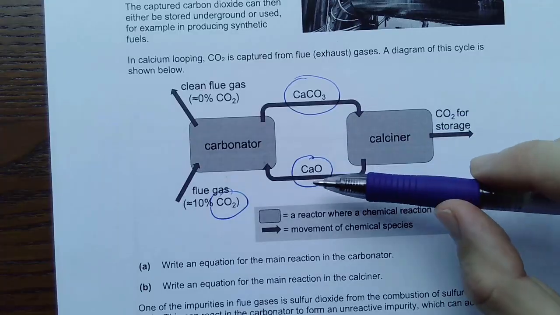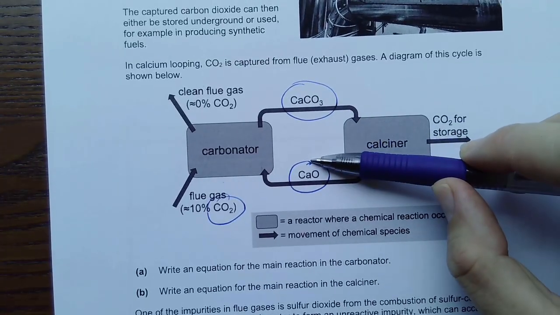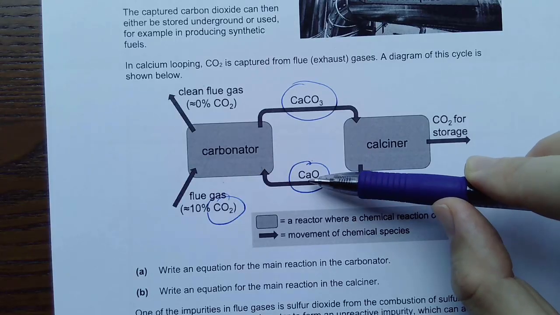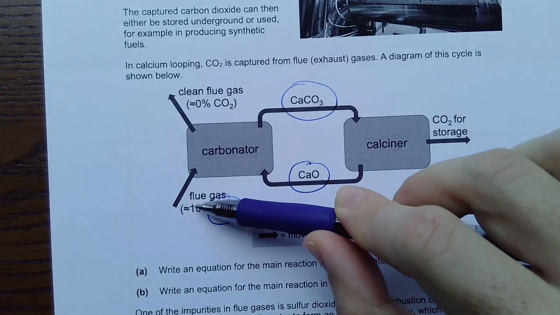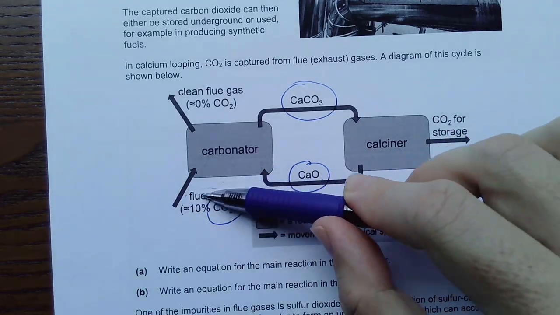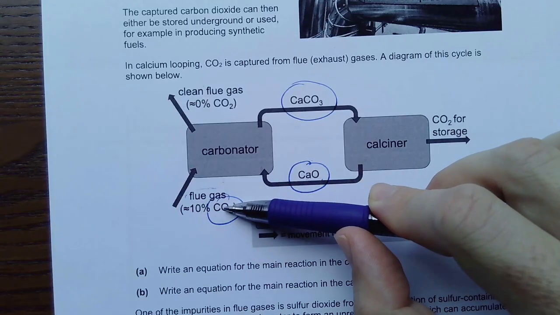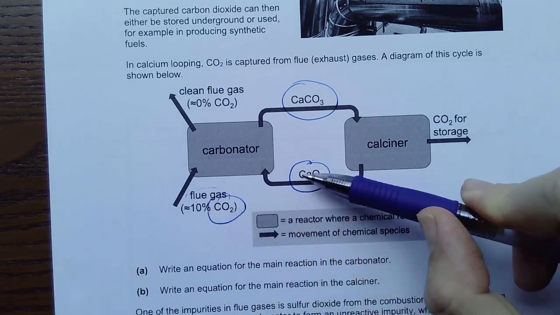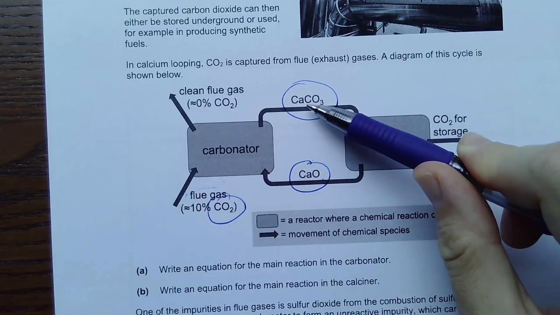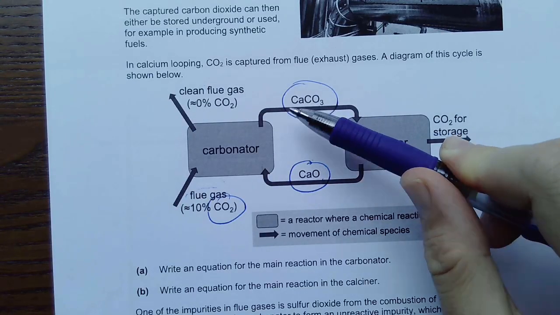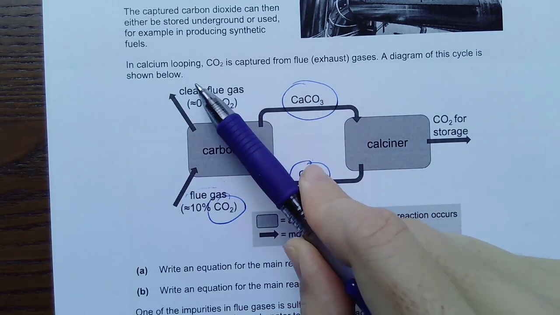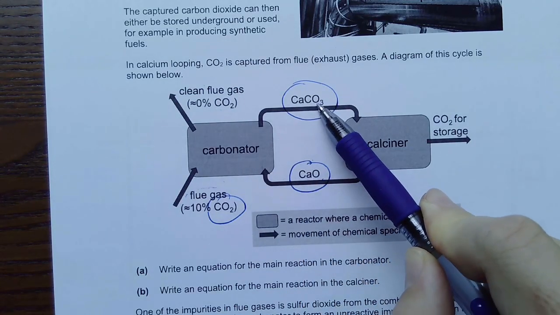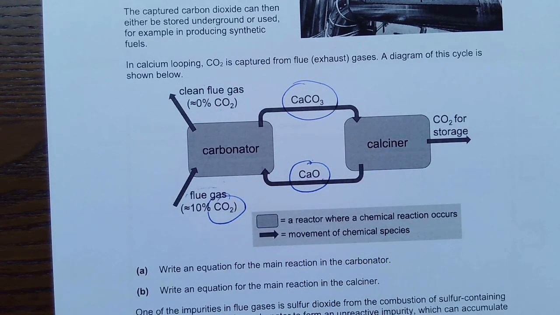So the idea is, this is carbon capture. Calcium oxide is used to react with the dirty flue gas. Flue gas is just like exhaust gas, right? So it's got carbon dioxide in it. So you put it in, the carbon dioxide reacts with the calcium oxide, it produces calcium carbonate, and then the flue gas goes out, but now it's clean because the carbon dioxide is now locked into the calcium carbonate. And that's the entire point.